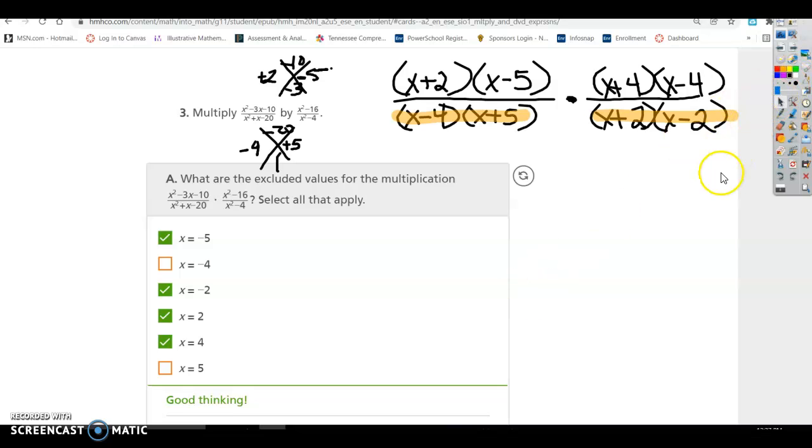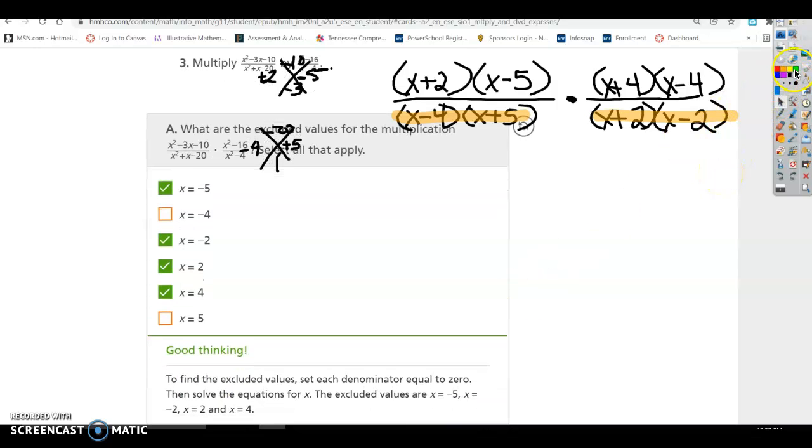Now, I'm going to leave my factors up, but I'm going to get rid of this just so that we can scroll down through here and see what our other questions say.